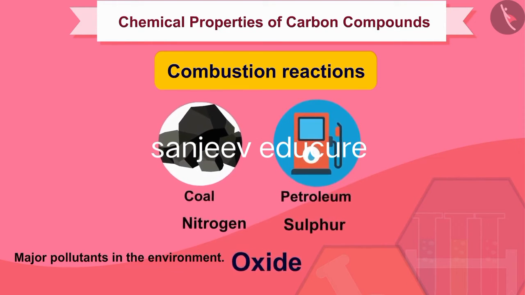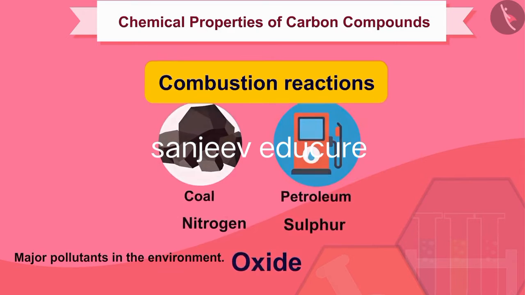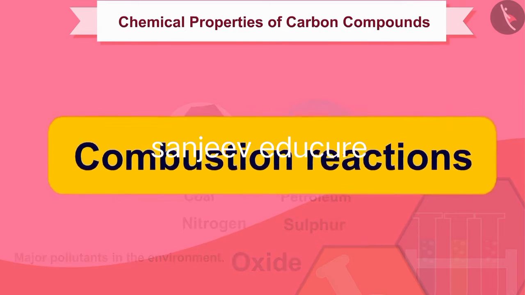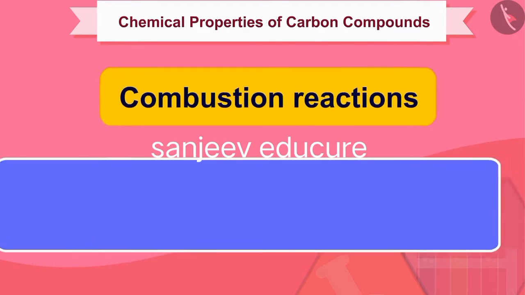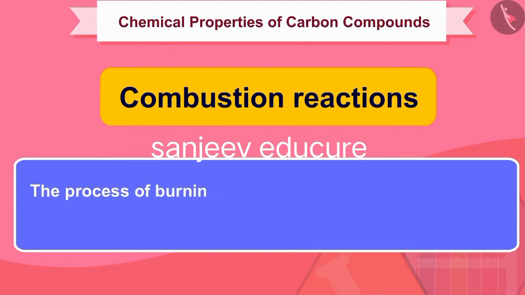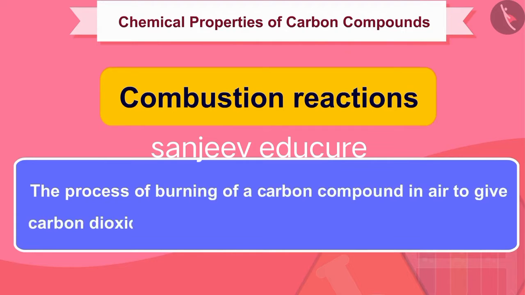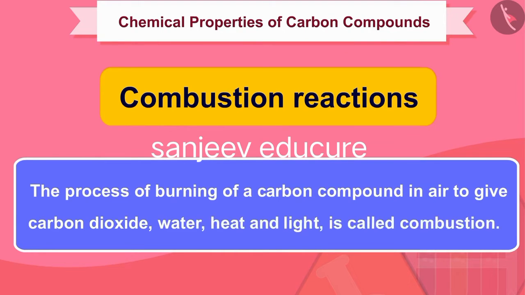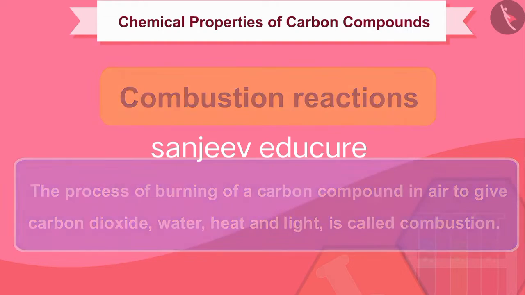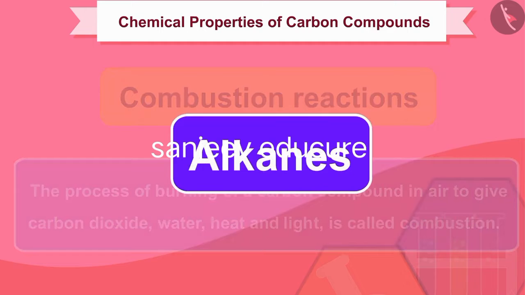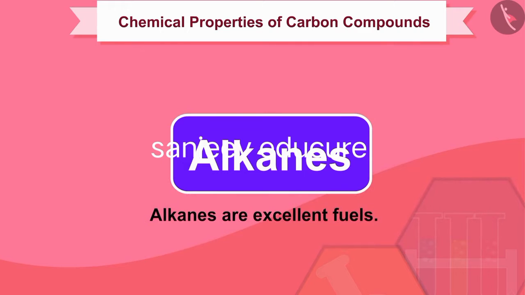So friends, how can we define combustion reaction? The process of burning of a carbon compound in air to give carbon dioxide, water, heat and light is called combustion. Let us discuss one more example. Alkanes burn in air to produce a lot of heat, due to which alkanes are excellent fuels.